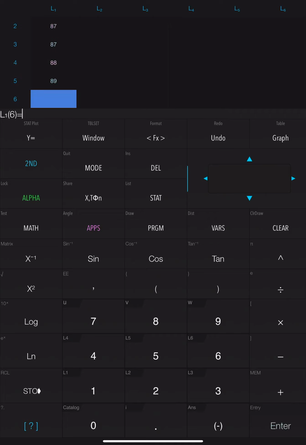89, 93, 94, 96, 96, 96, 97, 101, 101, 103, 103, 113, 114, 124, 126, and 127. So now you enter the data.